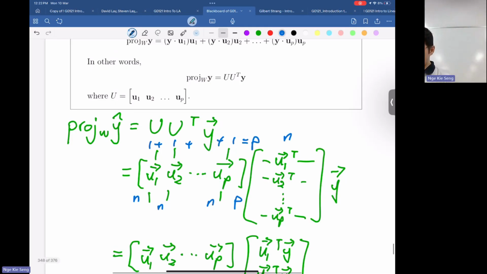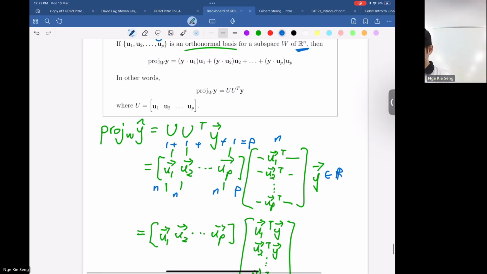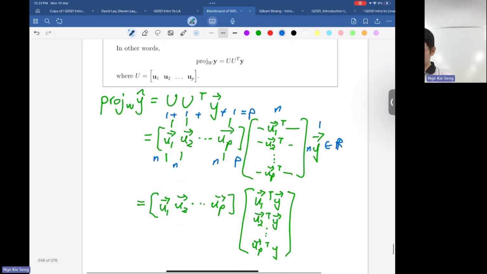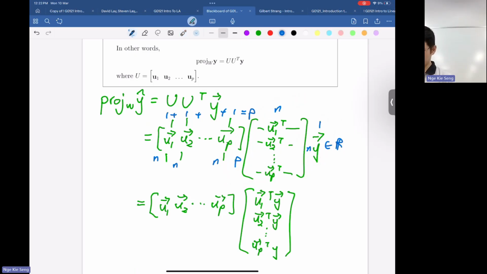How about your y? Where do we consider our y from? Will our y also come from Rn? Yes, Rn. So y is n times 1 in size. If you multiply a p times n matrix by an n times 1 vector, what do you get? P times 1, correct.